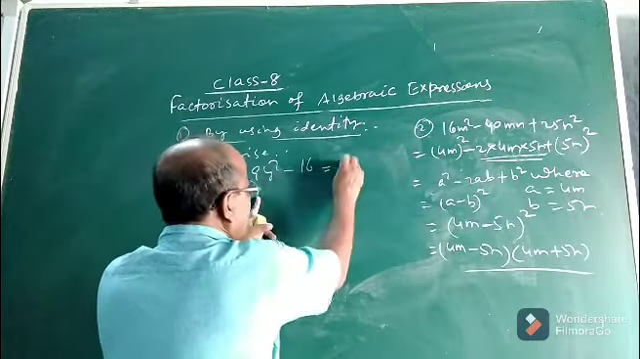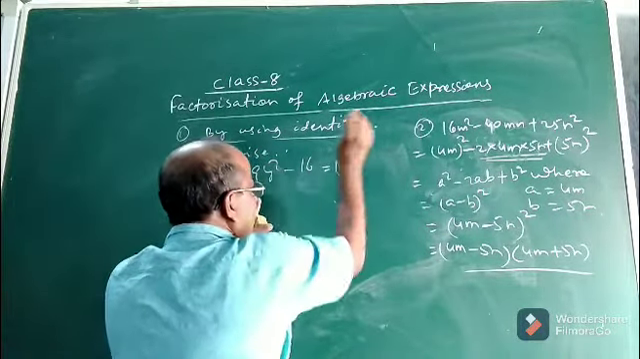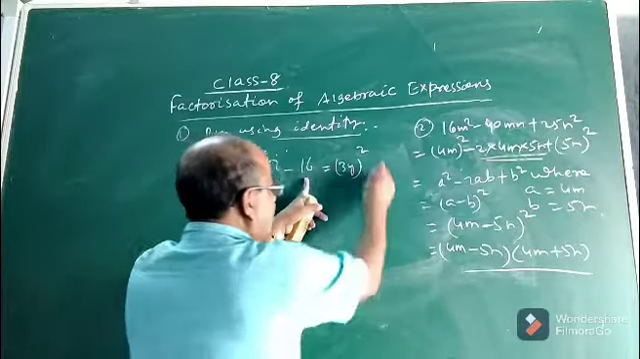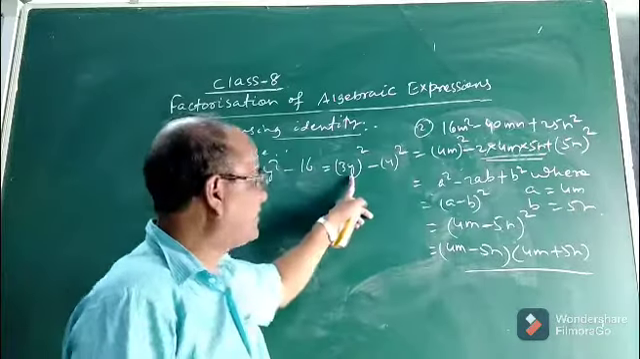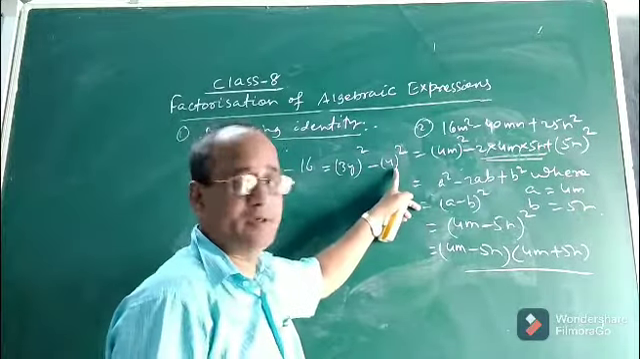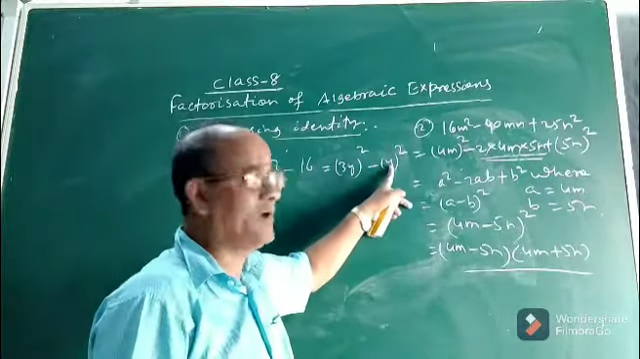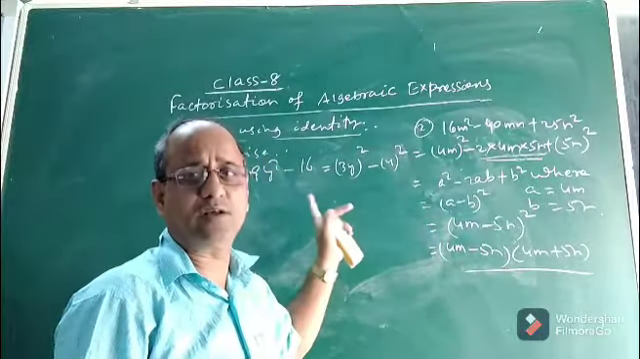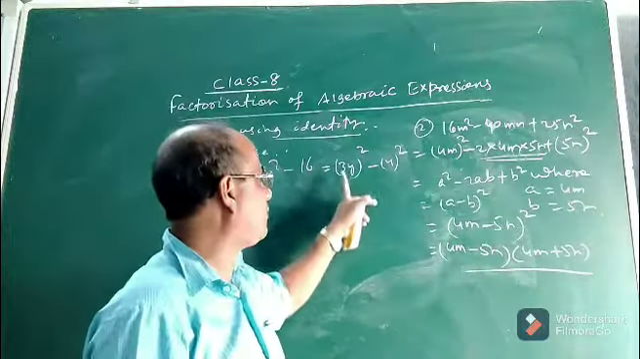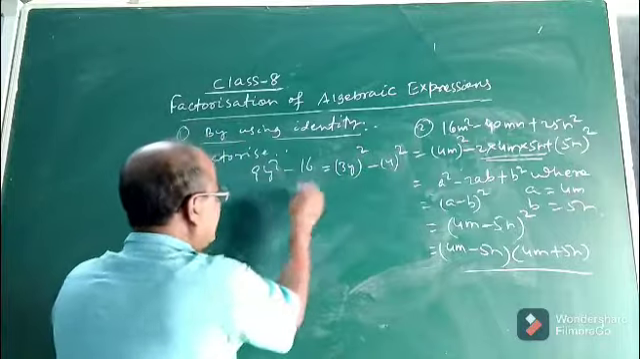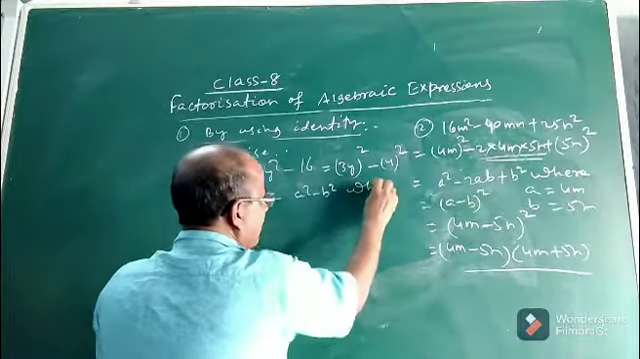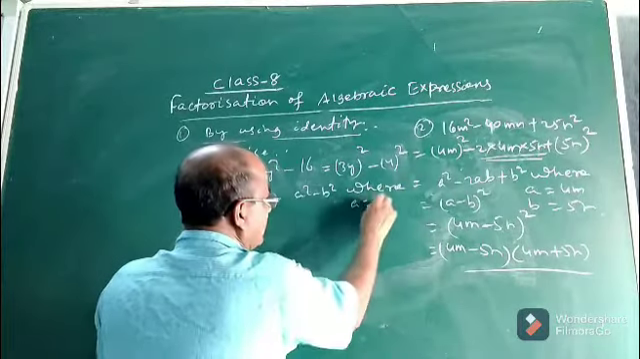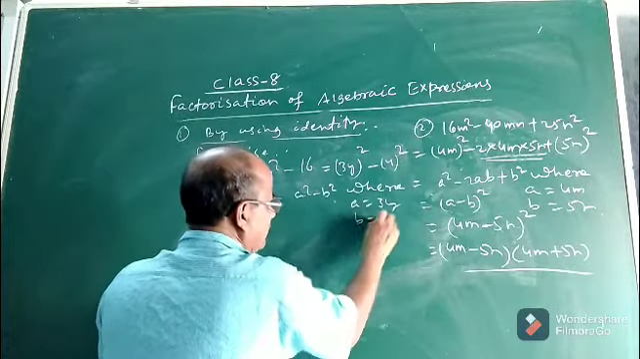Now this 9y square can be written as square of 3y, and 16 can be written as square of 4. Now take this one as a and this one as b: a equal to 3y and b equal to 4. Then which form will it be in? It will be in the form a square minus b square, where a equals 3y and b equals 4.